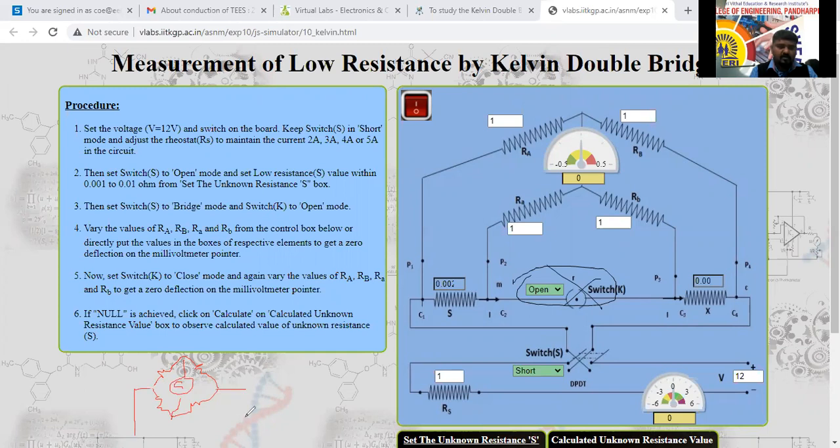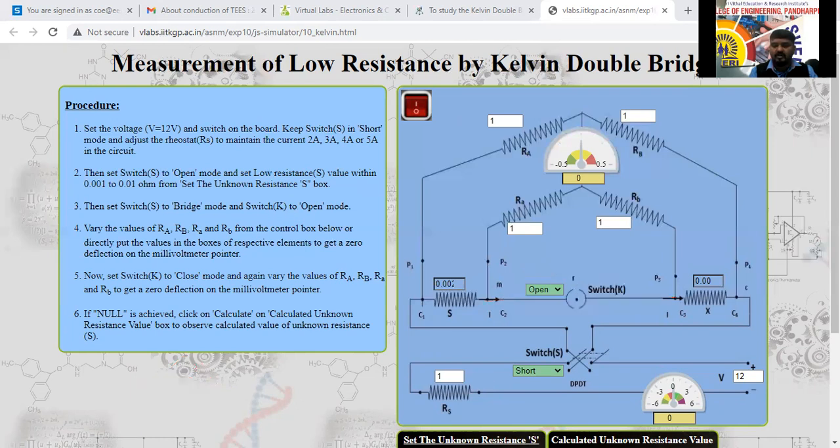If the K is open, then we can say that the bridge is called a Wheatstone bridge. It is acting as a Wheatstone bridge if the key K is open. By closing it, by making this into a short circuit, we can identify and bring the bridge into balance condition.